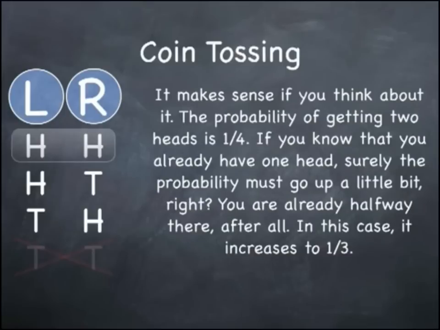It makes sense if you think about it. The probability of getting two heads is 1/4. If you know that you already have one head, surely the probability must go up a little bit, right? You are already halfway there, after all. In this case, it increases to 1/3.